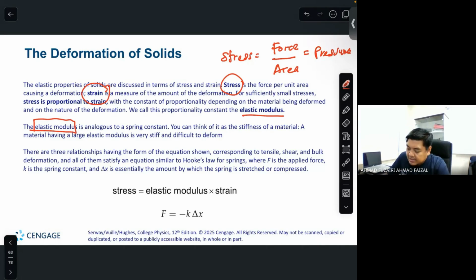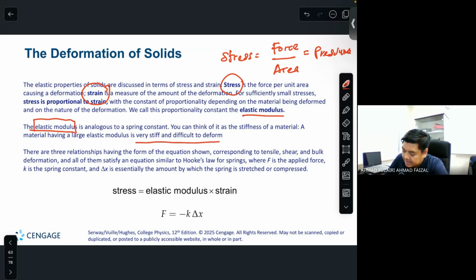Okay, so it is very stiff and difficult to deform. Again, stress is a force per unit area, while strain is the outcome from stress. That means the measure of the amount of deformation. There are three relationships having the form of the equation shown, corresponding to tensile, shear, and bulk deformation.